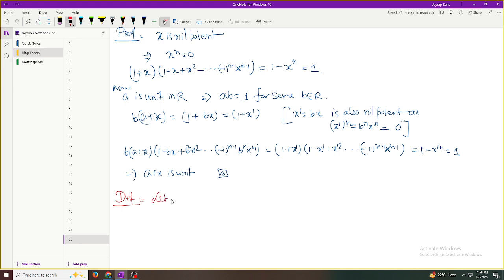Sir, what will happen for several variables? Several variables are x1, x2, ..., xn. Find all units in there. You try to add x, y, two variables.